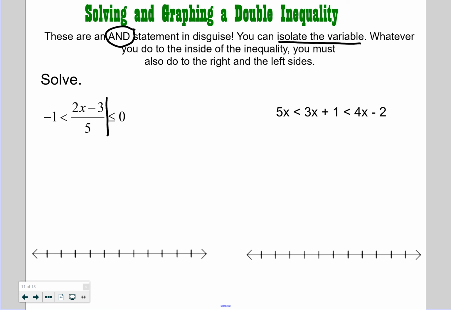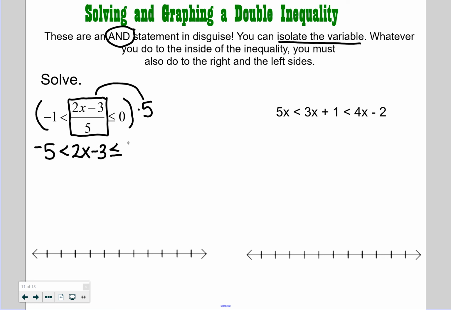So let's talk about getting that x alone in the middle. The first thing I'm going to have to do is multiply everything by 5 to get that 5 out of the denominator. So that would mean I have -5 less than, in the middle, the 5's would cancel and give me 2x minus 3 less than or equal to 5 times 0, which is just 0. Next, to get the x alone, I'd have to add 3, but we're going to add 3 to all three pieces. So I have -2 less than, in the middle, my 3's cancel. And on the right, 0 plus 3 gives me 3.